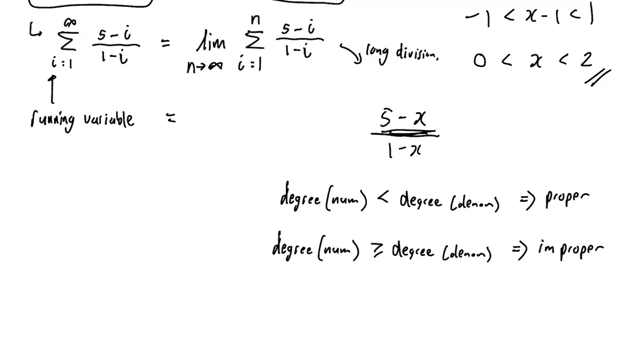Instead, I'm going to consider this pattern here. Limit as n goes to infinity of the summation, i from 1 to n. But this guy I can split out as 5 over 1 minus i plus negative i over 1 minus i. Okay? Good. So maybe if i is confusing, let's just change it to x. Everywhere that had an i, change it to x.